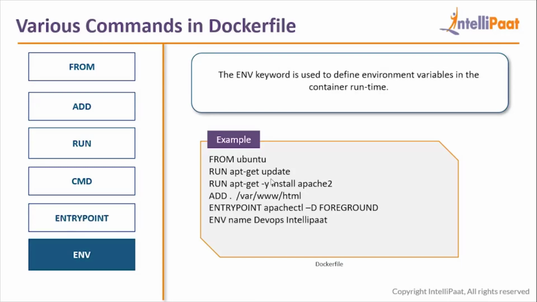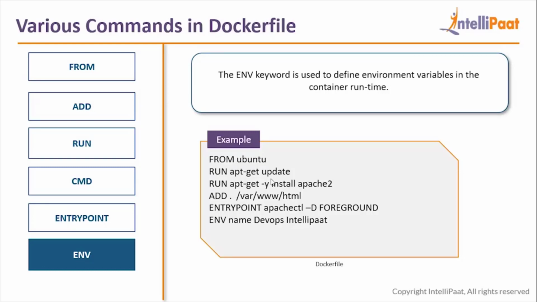Alright, the next command is ENV. If there are any environment variables that you want to set inside a container, you can pass them using the command ENV, space, the name of the variable, and space, the value of the variable. In my case, I specified a variable name which has the value Devops Intellipaat. So these are some of the commands that you can use to create a Dockerfile.